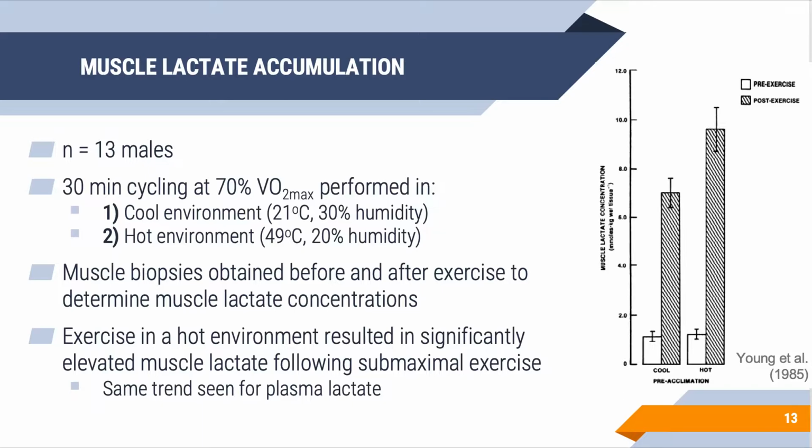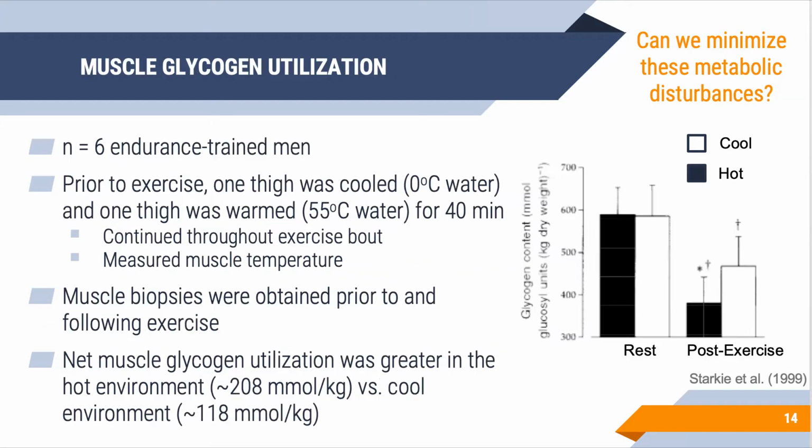So if we look at this figure on the right-hand side here, what we see is that the hashed lines are post-exercise. So we see this dramatic rise in muscle lactate regardless of a cool or hot condition following the exercise bout, but that rise was dramatically higher in the hot condition compared to the cool. Importantly, pre-exercise muscle lactate was not different between the two groups. And again, this is only showing muscle lactate concentrations, but the same trend was seen for plasma lactate.